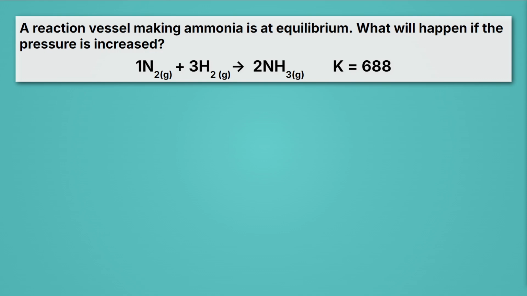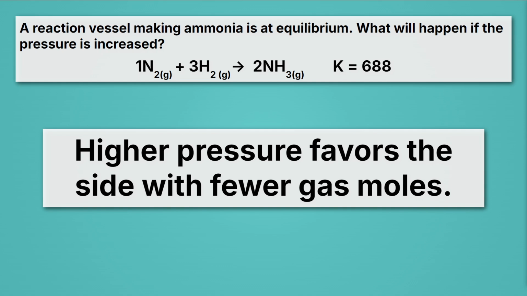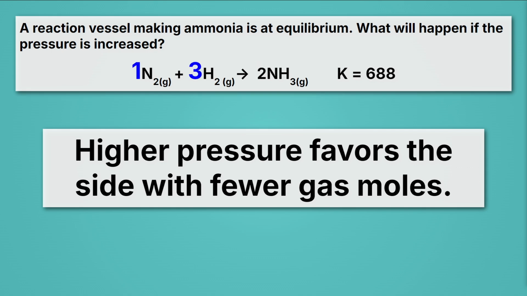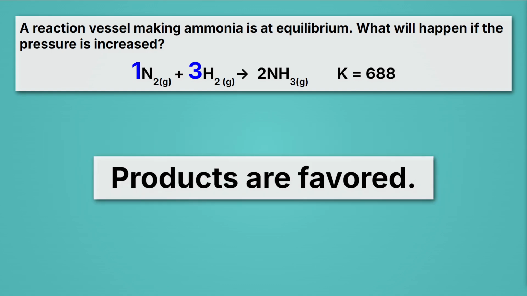This one says a reaction vessel making ammonia is at equilibrium. What will happen if the pressure is increased? So here's the deal. Higher pressure favors the side with fewer gas moles. And so when we look at our Haber-Bosch process, we see that there's 2 moles of gas on the product side and 4 moles of gas on the reactant side. I get 4 when I add the 1 to the 3. And that means that if I increase the pressure, it's going to go to the smaller side, and that means products are favored.